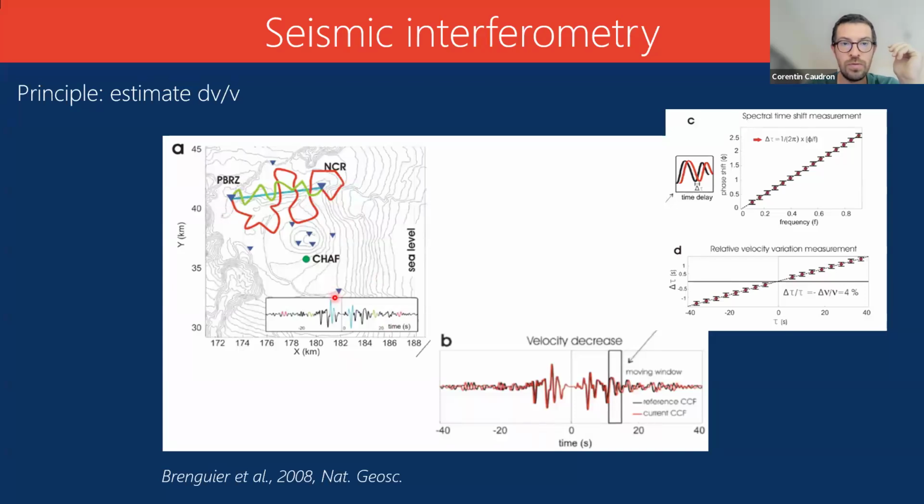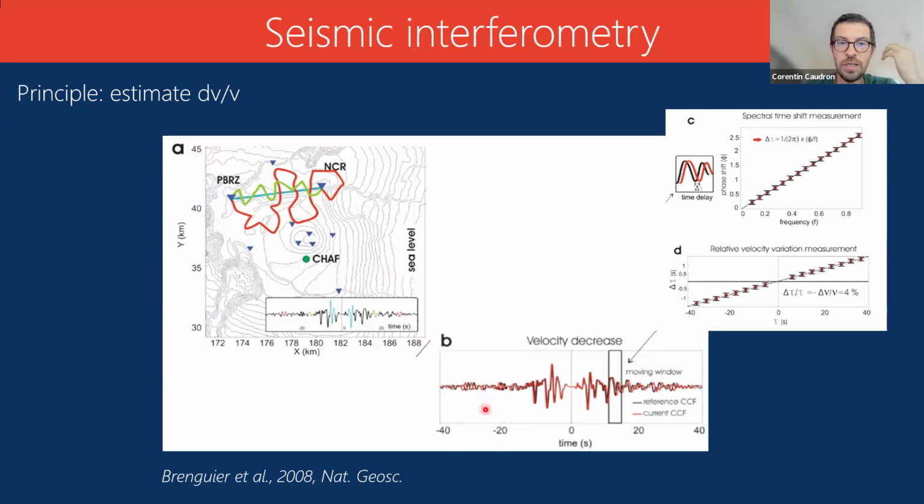Of course, the direct waves will be less shifted with respect to zero than the red waves, the coda waves, because the red waves will take much more time to travel from PBRZ to NCR. And the opposite is true. On the negative part of the cross-correlation function, you have waves which have traveled first to NCR and then reach PBRZ. And that's very useful, because that's an image of your medium. If you do that every day, you get an image of your medium.